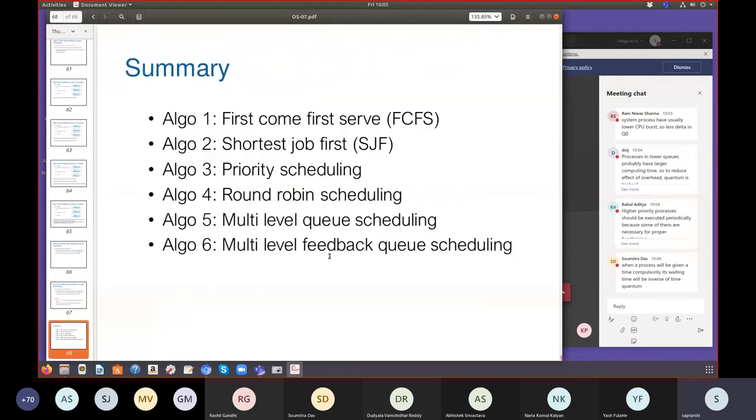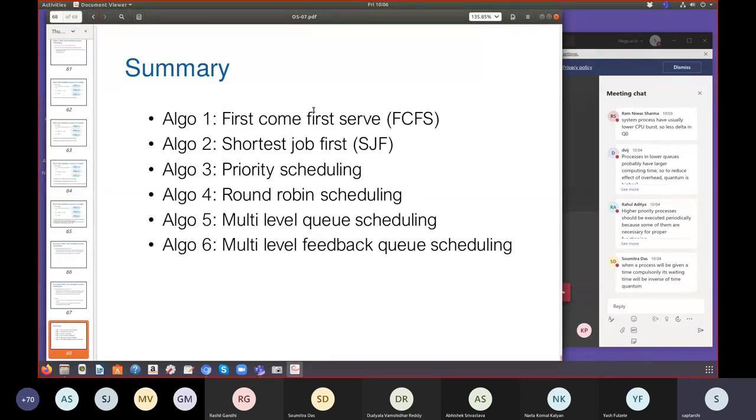Okay, so we have discussed these 6 algorithms. Now, most possibly none of these are really used as is in an OS. An OS may use a hybrid scheme, like the last one which we talked about, the multi-level feedback queue. This is actually a hybrid scheme.